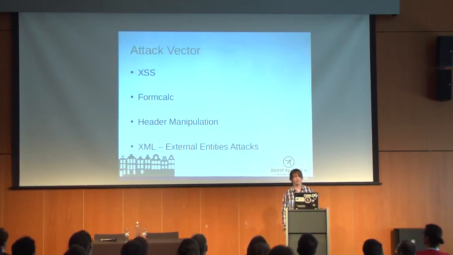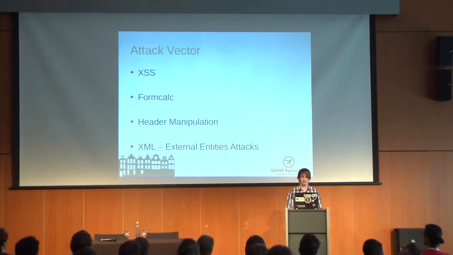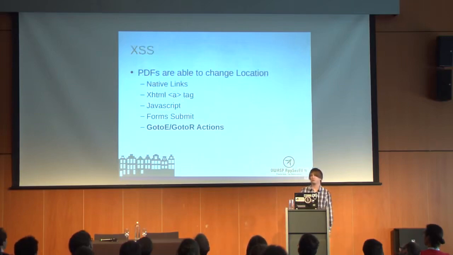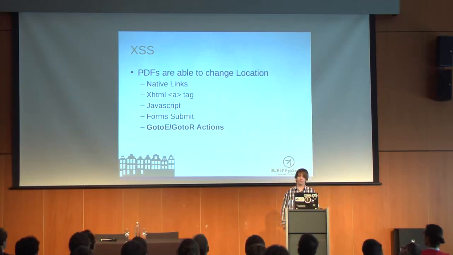So let's go to attack vectors. I'm going to show you actually how you can still execute JavaScript via PDF, although they try to block it. Also talk about FormCalc, then a possible header manipulation, and some external entity attacks. So cross-scripting is basically possible because PDF can change the location in a lot of ways. It has native links, like standard links you know, then it supports a subset of XHTML, where it also supports the A tag. JavaScript can change the location, all kinds of submits can change the location, and actions can also change the location.